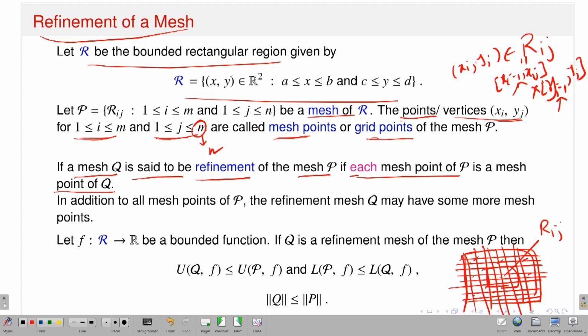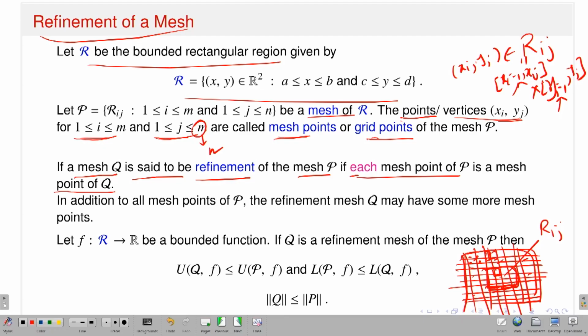Now, look, suppose this is your Rij from earlier. Now look, I have further partitions. I make sub-partitions of my earlier Rij. If I consider each cell of my original interval, then this is a finer partition of the given partition P.